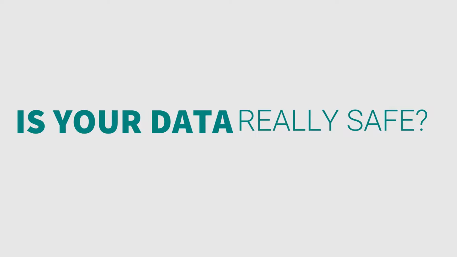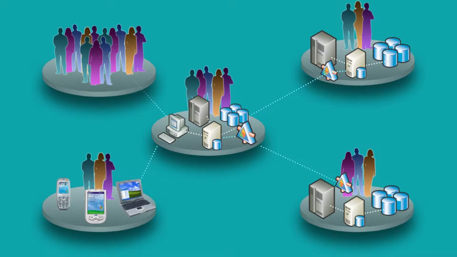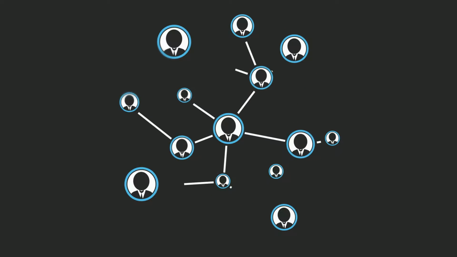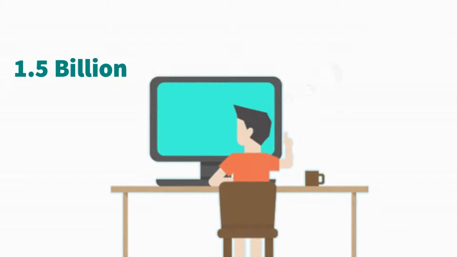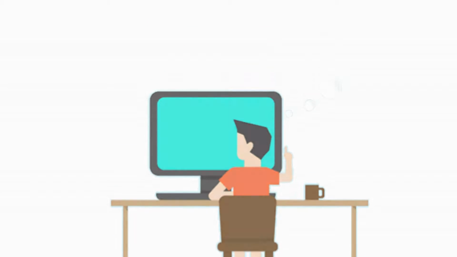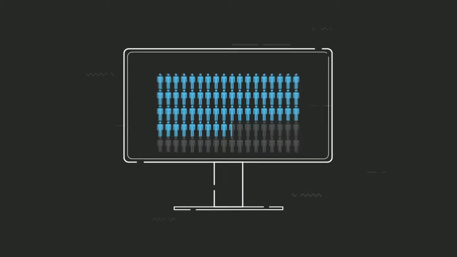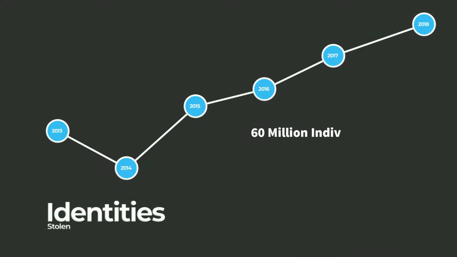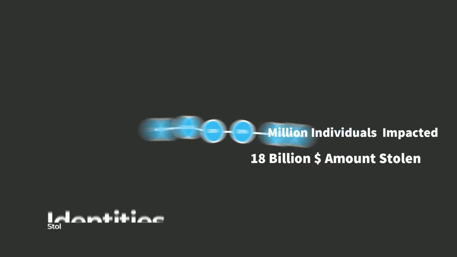How often did you ask yourself whether your data is really safe? Today, identity silos are inaccessible, inefficient and insecure. Statistics prove that 1.5 billion individuals cannot prove their identity. Account creations are repetitive and remembering passwords is inconvenient. In 2018, nearly 60 million individuals were impacted by identity thefts, and accordingly, $18 billion were stolen.